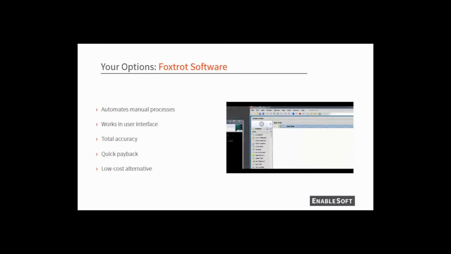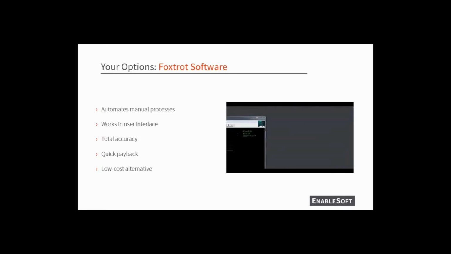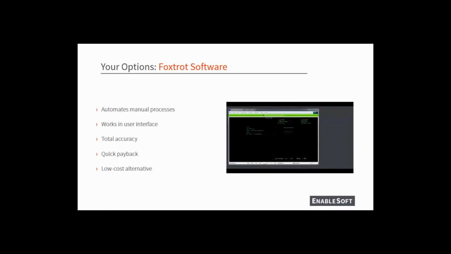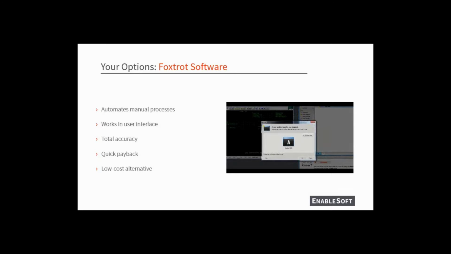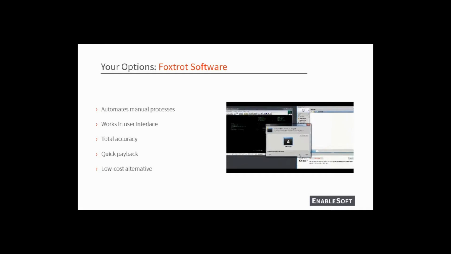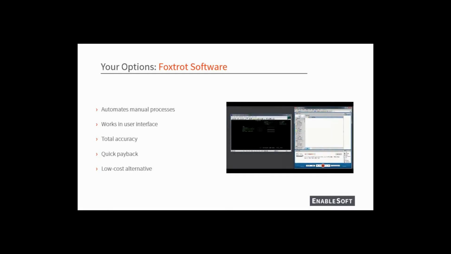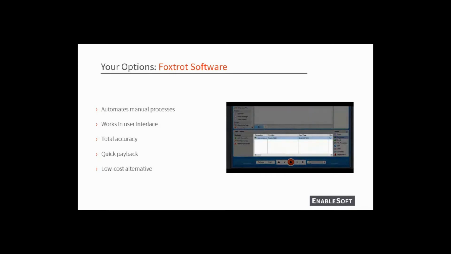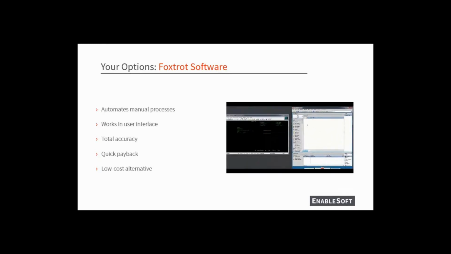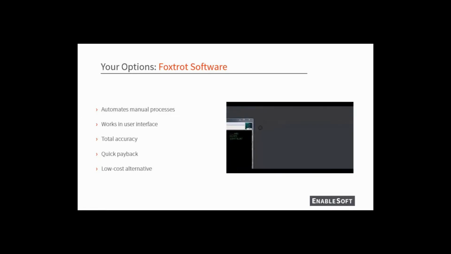We would submit to you today, though, an alternative way to automate some of these processes that are currently manual going on in your back office and in your deposit operations. That option is Foxtrot software. Foxtrot is software that automates manual processes inside of any core, card system, or LOS. It works in the user interface, so essentially your application sees Foxtrot as just another user. It works with total accuracy, a very quick payback, and it's really the low-cost alternative to just about all of these options in one way or another that we've just talked about. And we'll demonstrate Foxtrot in just a little bit.